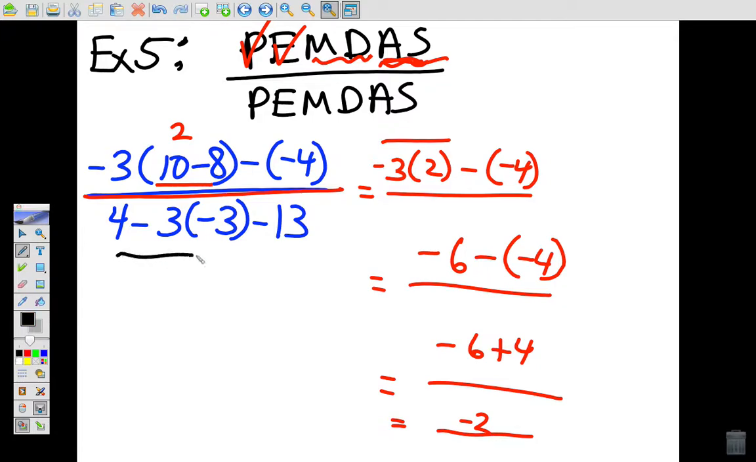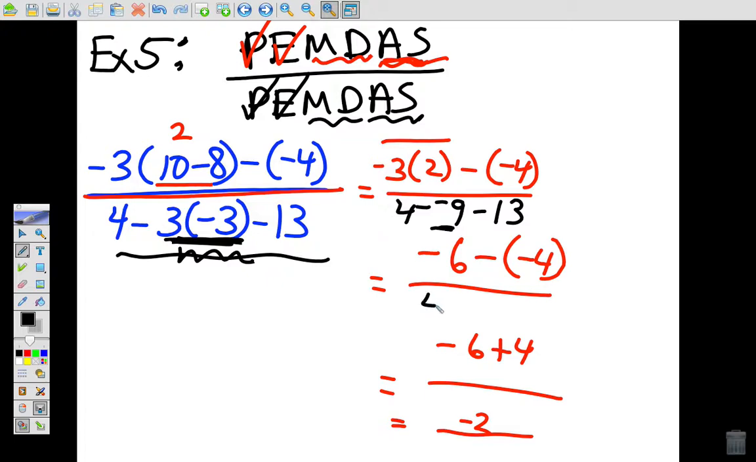Now let's do below the bar. Any parentheses? No. None that have work to be done in them. Any exponents? No. Is there any multiplication and division? Answer is yes, right here. So you have 4 minus, what's 3 times a negative 3? So that's 4 minus a negative 9, minus 13. Now, do you have any addition and subtraction? Answer is yes. So let's see, minus a negative 9 means 4 plus 9 minus 13.